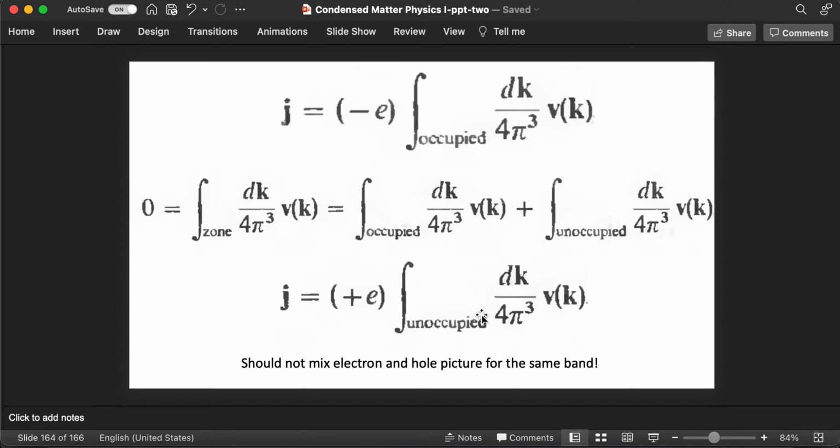That's the whole picture. So you are able to find a way to account for holes using band structure, using this simple semi-classical model. But you must not use both the electron picture and hole picture for the same band. For a given band, you must either use holes as carriers or you must use electrons as carriers. If you mix them, it's wrong, because if you mix them, the current should be zero, because the total current due to both should effectively be zero, as we just saw.